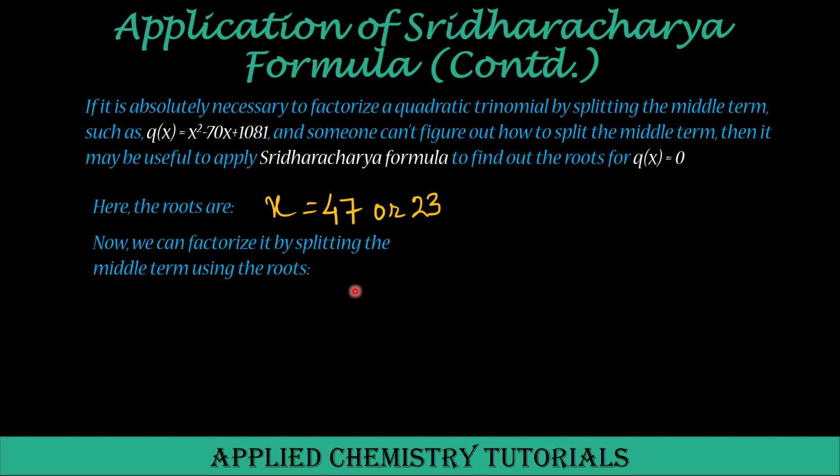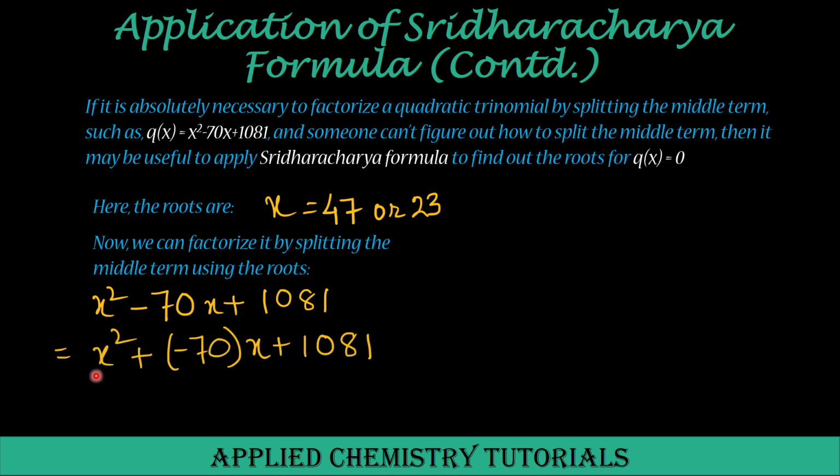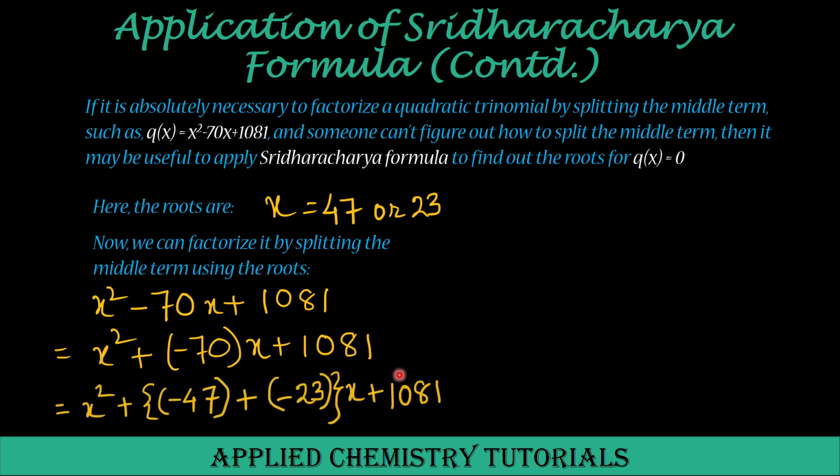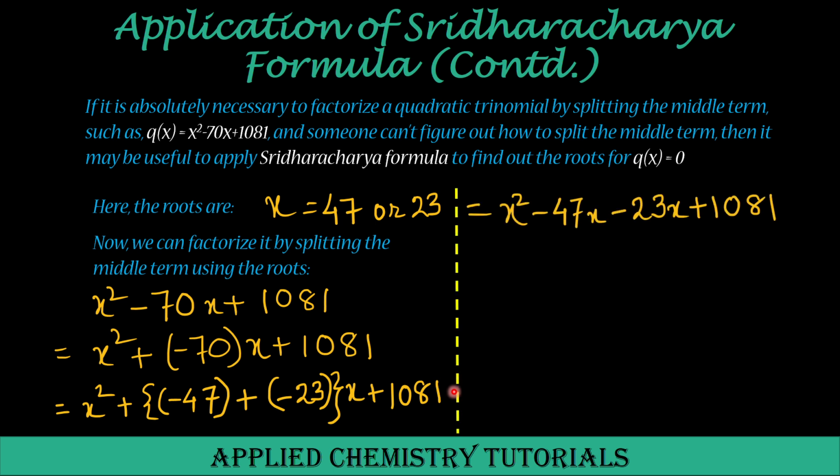This is kind of a back calculation method I am going to show. So we can have this from the problem statement. We can rewrite it as x² + (-70) multiplied by x + 1081, and from this we can simply rewrite this as x² + (-47 + -23) multiplied by x + 1081. You can see that if we add -47 with -23, it will give us -70, and if we multiply -47 with -23, it will give us 1081, which equals 1 multiplied by 1081.